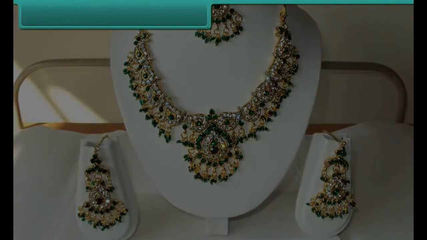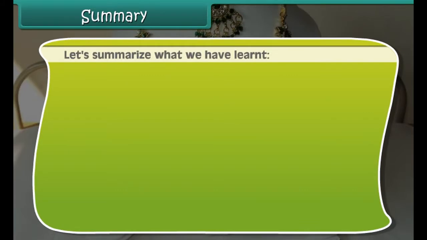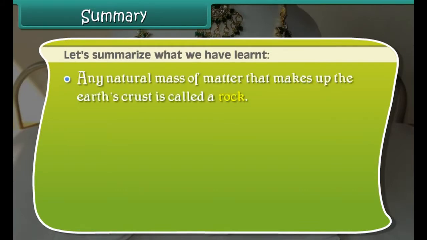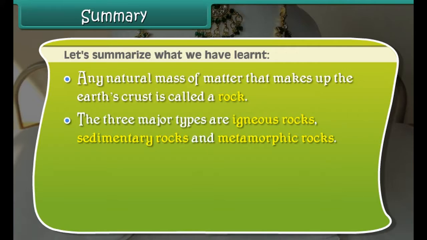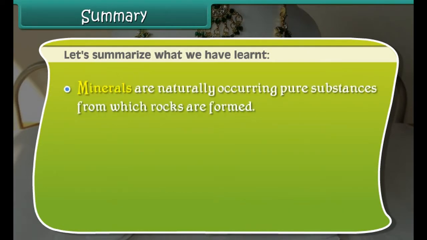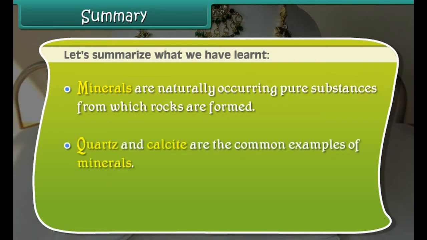Let us summarize what we have learned. Any natural mass of matter that makes up the Earth's crust is called a rock. The three major types are igneous rocks, sedimentary rocks, and metamorphic rocks. Granite is an example of igneous rocks. Limestone and sandstone are the examples of sedimentary rocks, while slate and marble are the examples of metamorphic rocks. Minerals are naturally occurring pure substances from which rocks are formed.